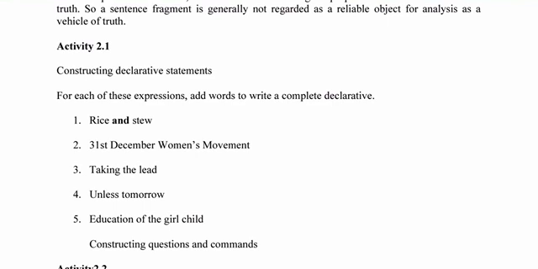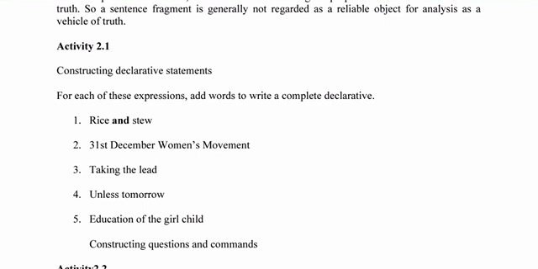Okay, so if I say Kofi is eating rice and stew, it is a complete declarative. I've given you information. You know what Kofi is doing. But if I say Kofi is, or I take the fragment, rice and stew, what does that mean? What am I trying to say? What has rice and stew done?